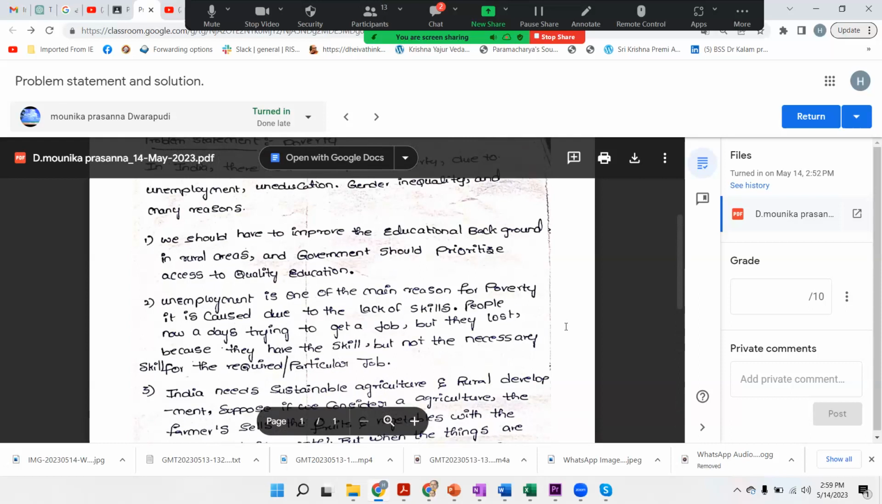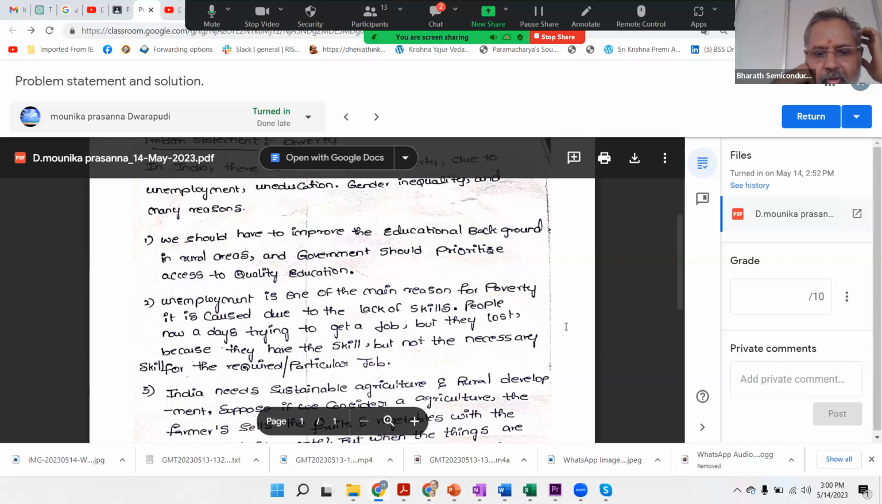And unemployment is a lack of skills. People have skills, but they don't have the necessary skills for a particular job. So the government needs to provide the necessary requirements, or help people know the skills required for the particular job. People need to know the skills to get a particular job. I think I take these three situations. If these three situations are overcome, India may move one step forward.